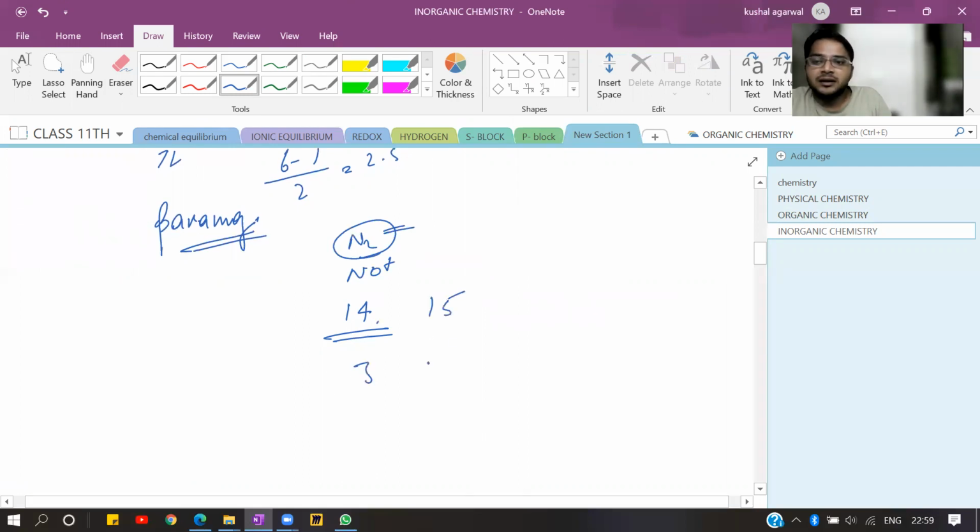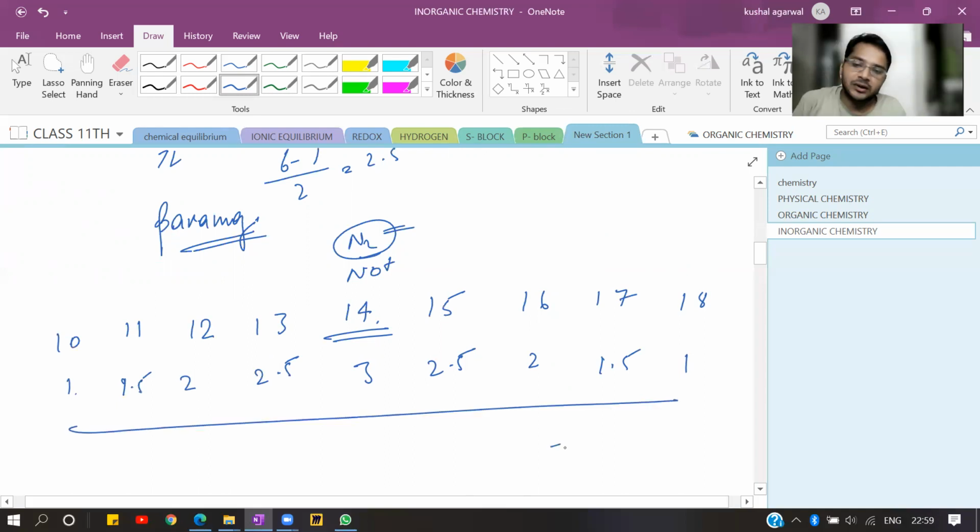Now for 15 electrons it is 2.5. For 16 electrons it is 2. For 17 electrons it is 1.5. For 18 electrons it is 1. Similarly, you can go the other way: for 13 electrons it is 2.5, for 12 electrons it is 2, for 11 electrons it is 1.5, for 10 electrons it is 1. And in this way you can calculate the bond order for the given species.